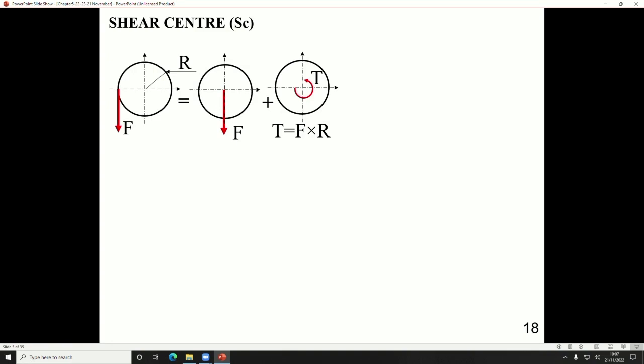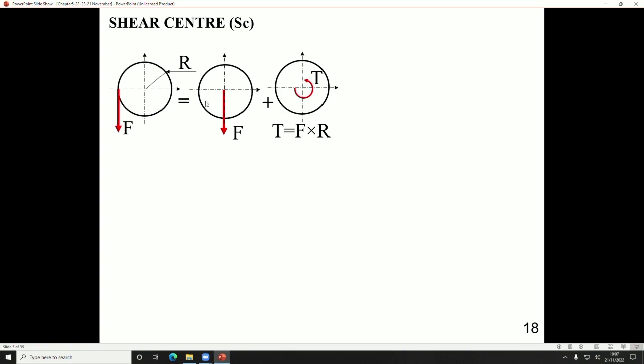In the lab, you applied two equal forces at the two ends of the rods. So the resultant force would be at the center of the circle, very similar to what you see on the slide. So the effect here is just bending. Here is a pure torsion.